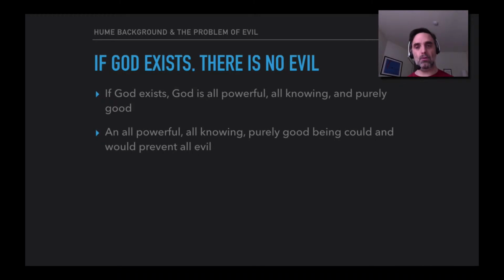Well, it could and would prevent all evil. All evil is not good. It acts to prevent all evil because it's purely good. It's all-knowing, so it knows what is required to prevent that evil, and it's all-powerful, so it can prevent that evil. So it wants to prevent the evil, and it doesn't have any other competing goals. It knows what's necessary to prevent the evil, and because it's all-powerful, it can prevent the evil. So it will prevent the evil, and so there's no evil. At least so it seems.